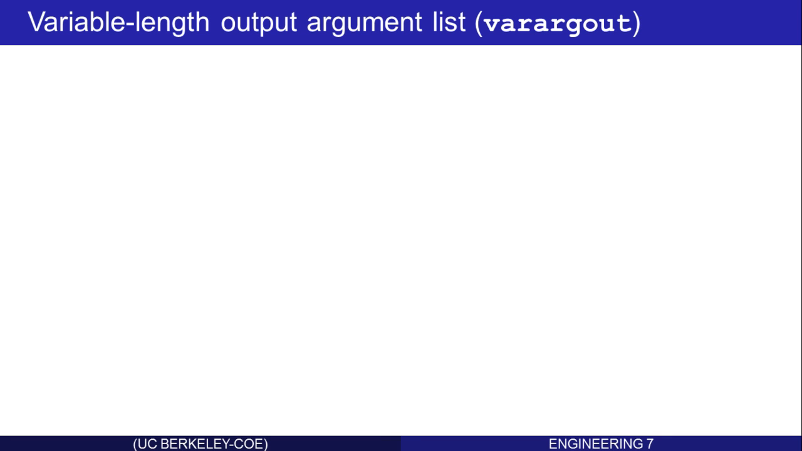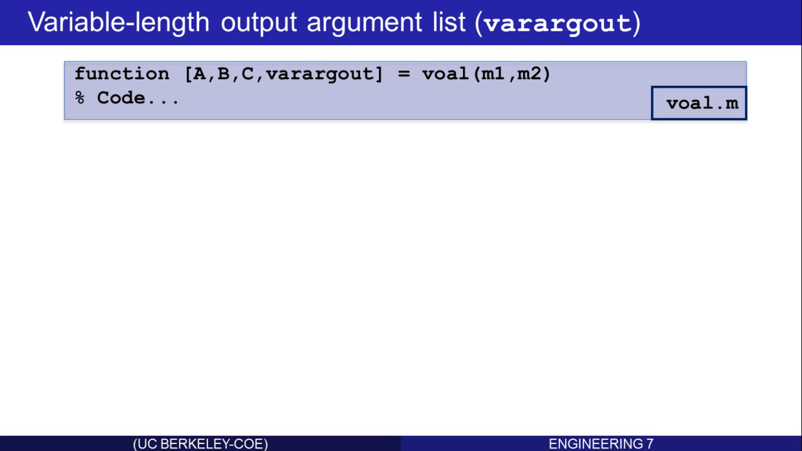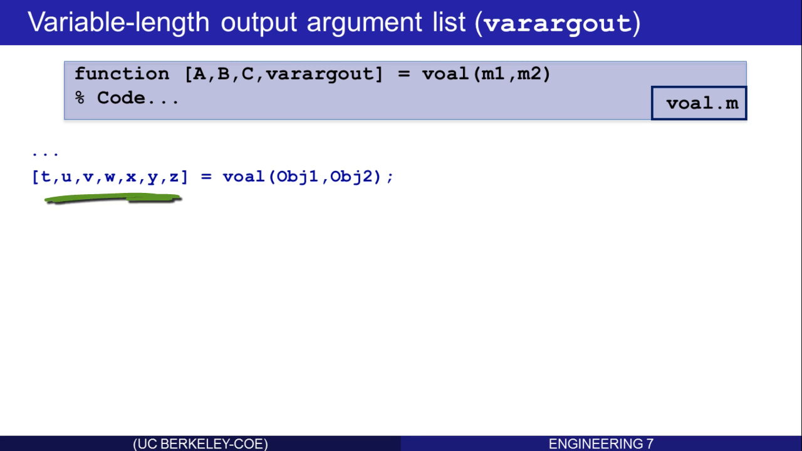Variable length output arguments using varargout is a similar process, but there's a few differences since these are outputs as opposed to inputs. So let's go through that. Here's our example vol using varargout. Let's trace through what happens if this is called with 7 output arguments.